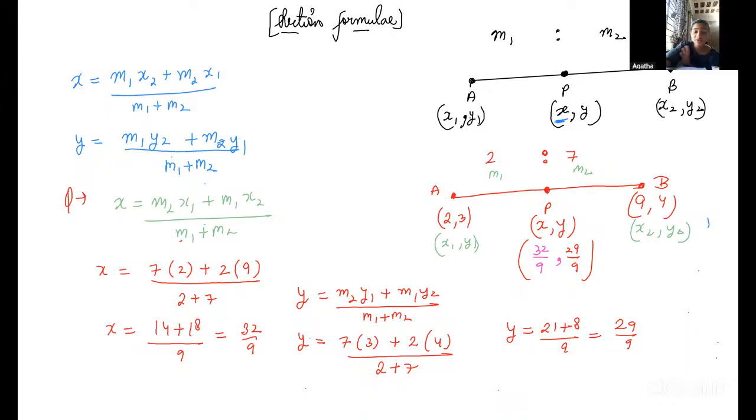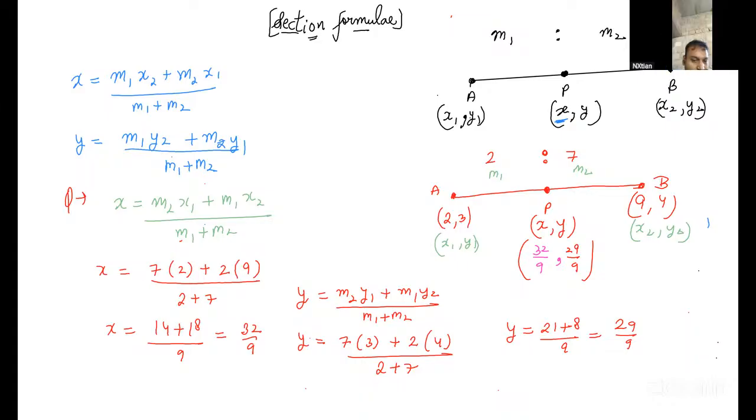So this is known as the section formula. In the previous one, it was the distance formula. Now this is the section formula. Why is it called the section formula? Section, not suction, my handwriting is bad. Section means division. Okay. SECTION.